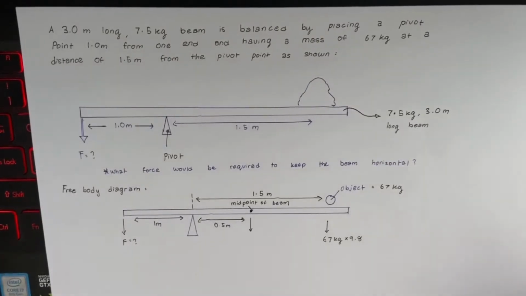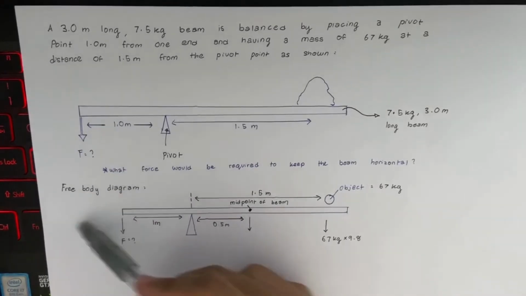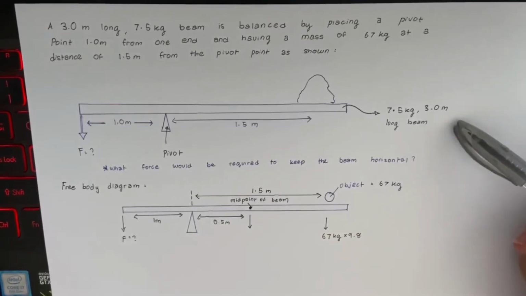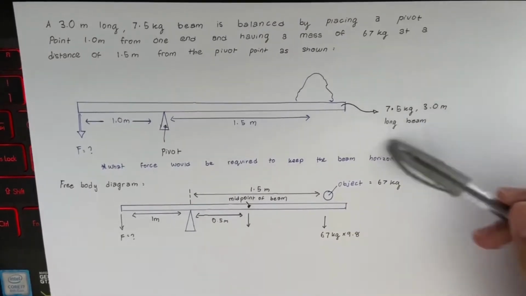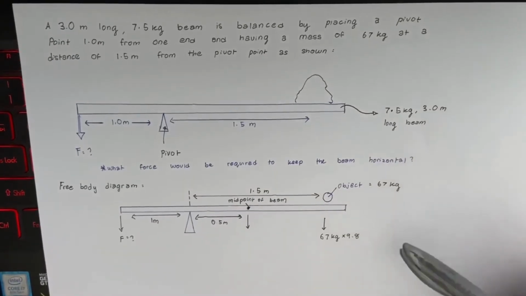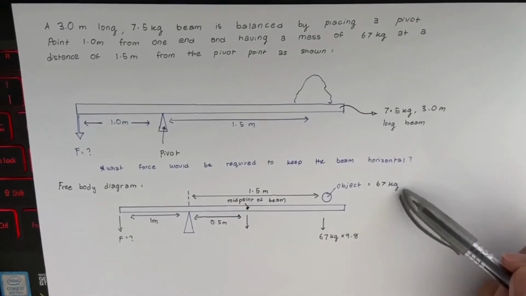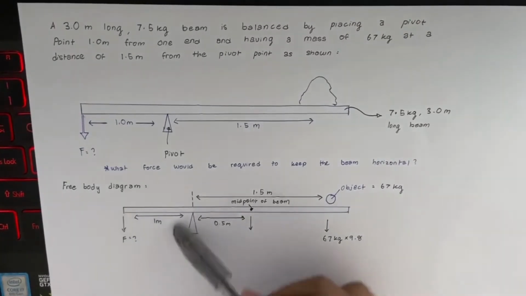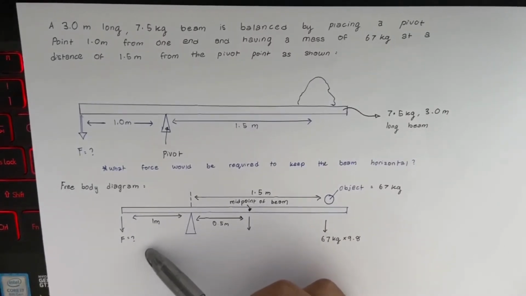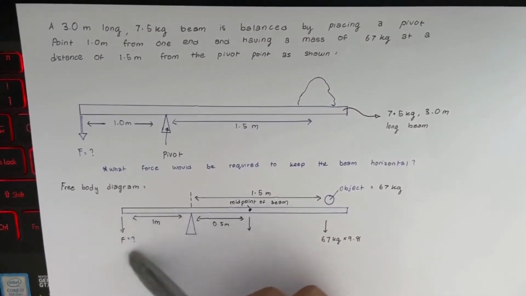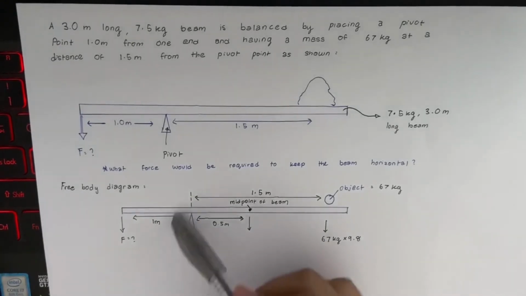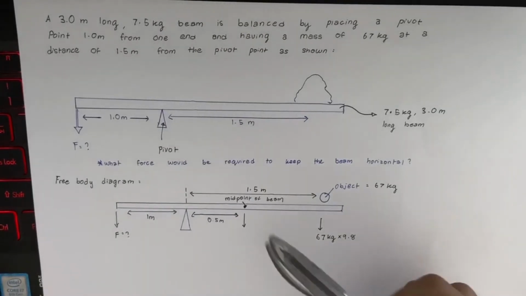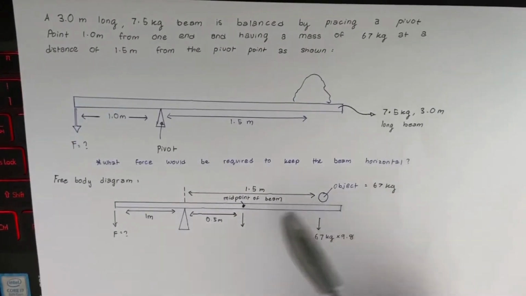So we're moving on to our free body diagram, which is the beam. It was given that it is 3 meters long and 7.5 kilograms, and the object on the beam is 67 kg. The force that we want to find is the one at the left, which doesn't have any value given here, but the distance from the force to the pivot is 1 meter, and the distance between the object and the pivot is 1.5 meters.